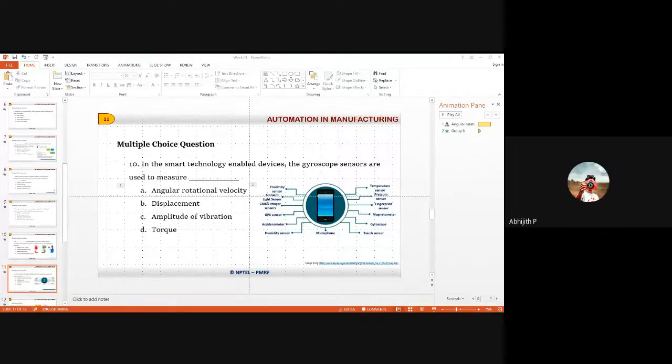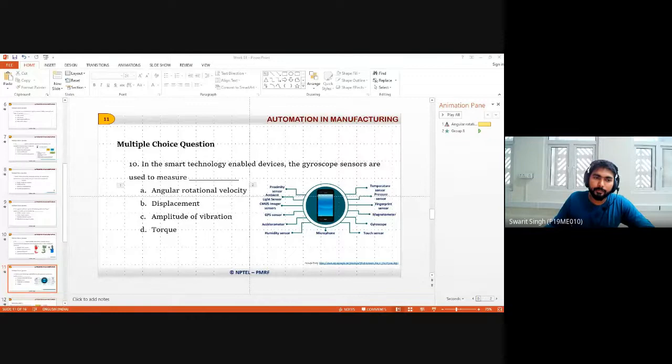Yes, sir. So I'm discussing this question: in smart technology enabled devices, the gyroscope sensors are used to measure what? The answer was angular rotational velocity. In a smartphone or a mobile phone that you have, you must have seen the details of what your phone has. In that you may find many of these sensors. With the progress of this course, you are going to know about the working of different sensors if you do not know. You have to see once how many sensors there are in your own phone, and why those sensors are used in your phone, right?